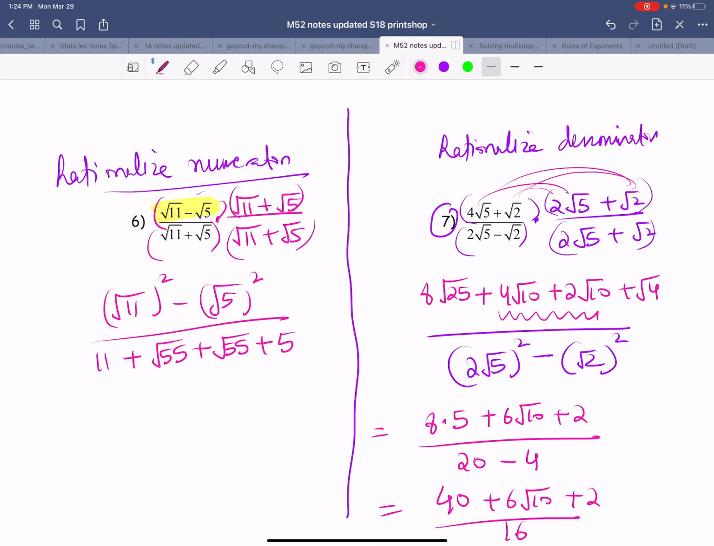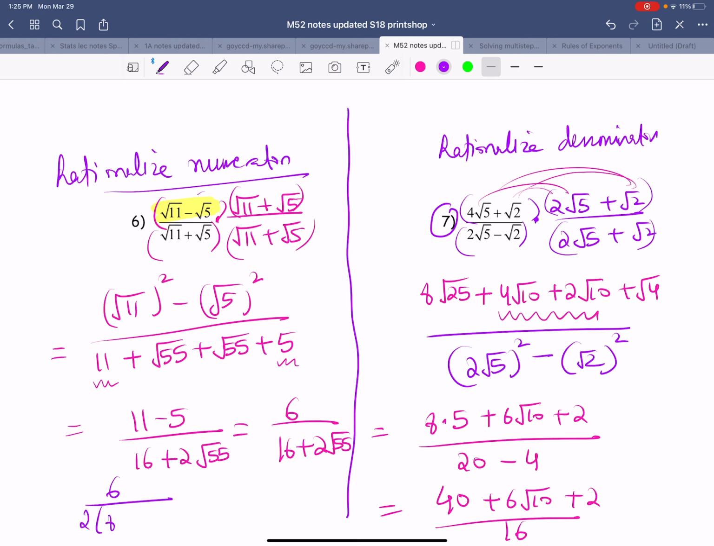Yep. So that leaves me with 11 minus 5 in the numerator, and 11 plus 5 is 16 plus 2 root 55 in the denominator. 11 minus 5 is 6 over 16 plus 2 root 55. Now we can pull out a 2 from the denominator and cancel with the 6. Now this can be written as 3 over 8 plus root 55. And that's our final answer in this case, and we rationalized the numerator. We don't have any more radicals left in the numerator here, and that was the goal.